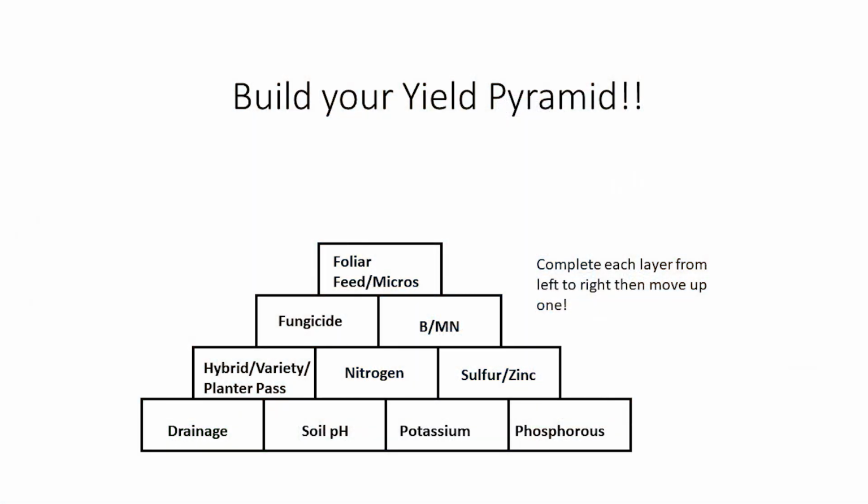Welcome to episode 6 of the Yield Pyramid. As you'll see, today we are completing the second tier of our yield pyramid, and we're going to be talking about sulfur and zinc. Now let's go ahead and start off with sulfur.